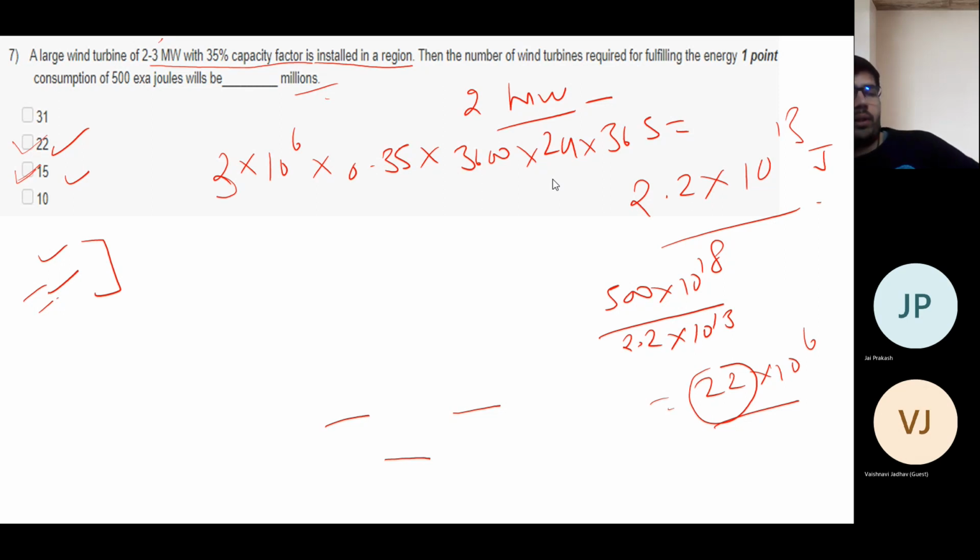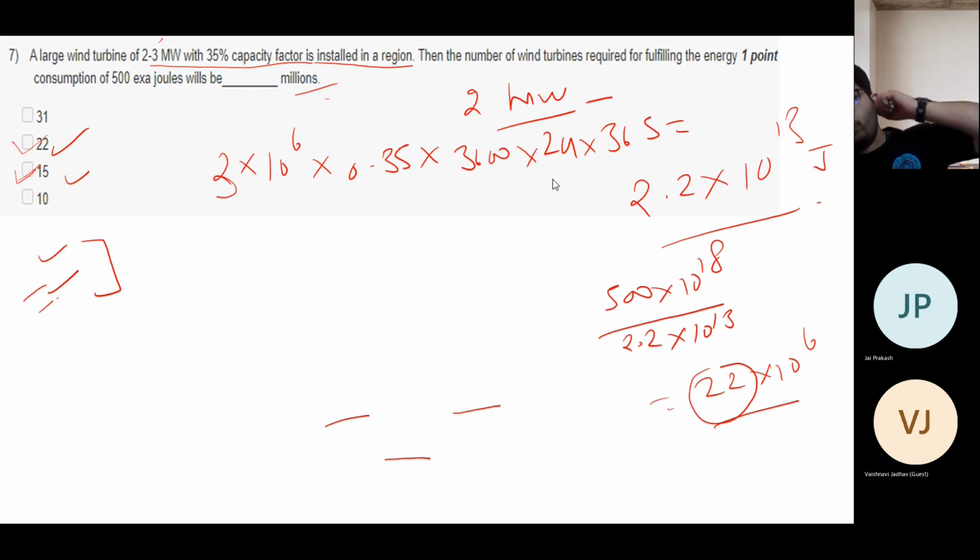When you find out the energy value from 2 megawatt, you are given the capacity factor, so multiply by that capacity factor. Also, you are given the value in watt, so first convert the mega into the simple unit, 10^6 for mega. The watt unit is joule per second, but we need the energy in joules only. So convert joule per second to joule: multiply with 3600 into 24 into 365, because 1 year is 365 days, 1 day is 24 hours, and 1 hour is 3600 seconds. So we will get energy in joules. It will be around 2.2 into 10^13 joules.